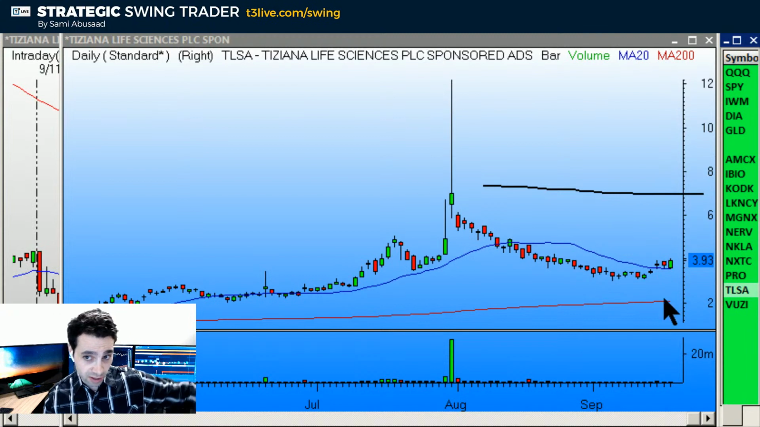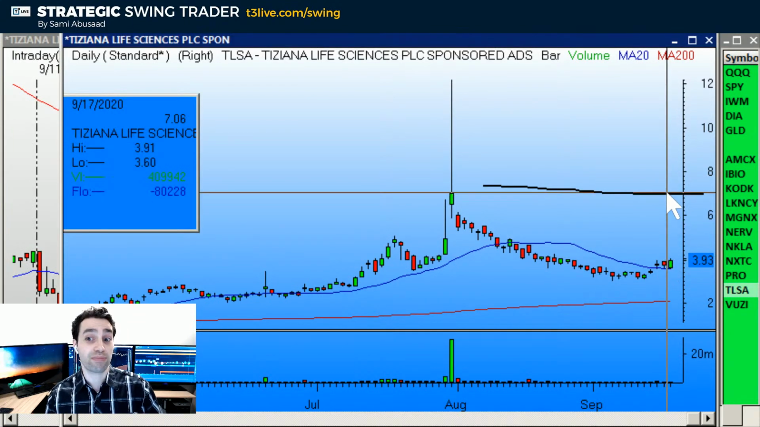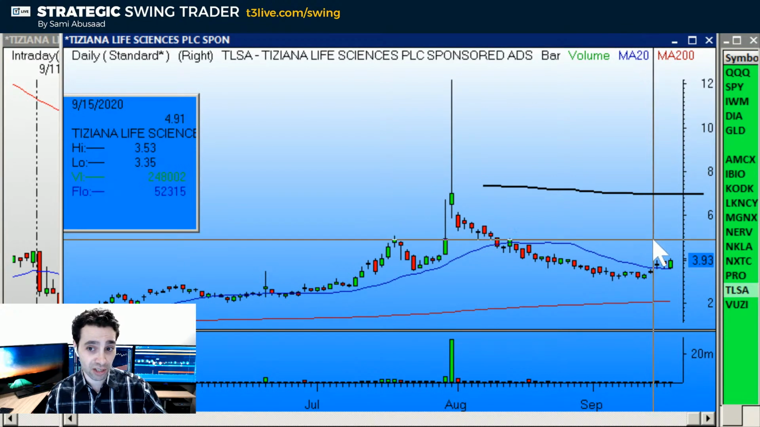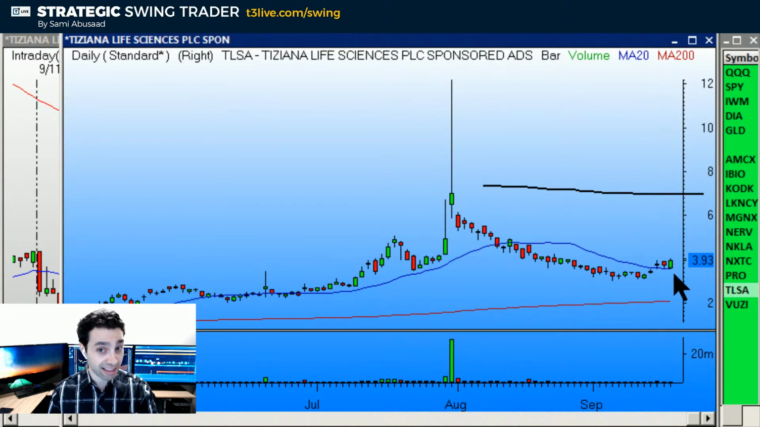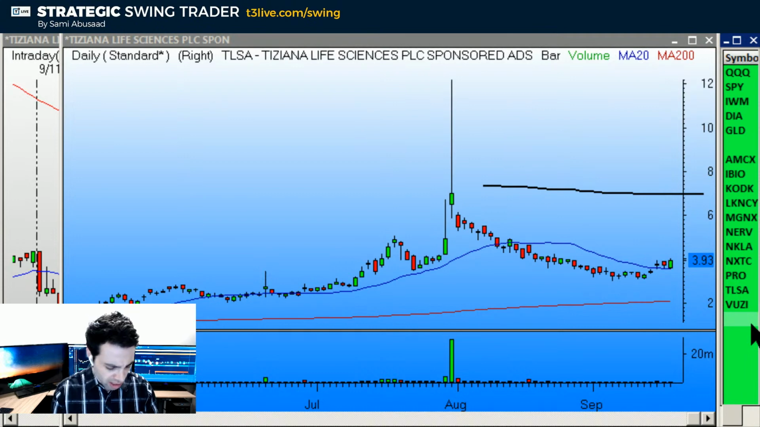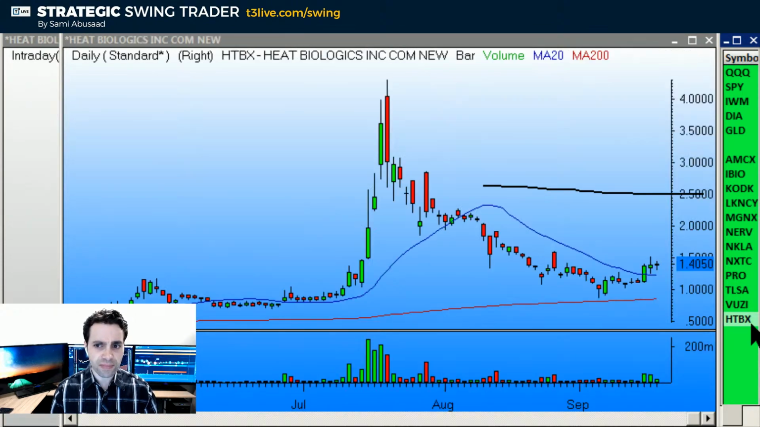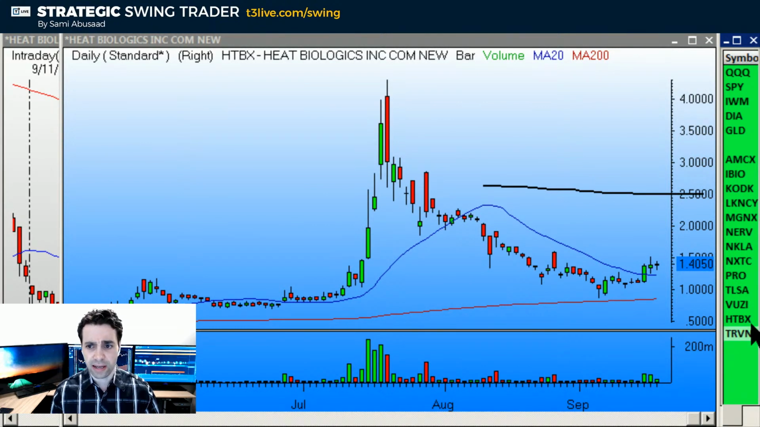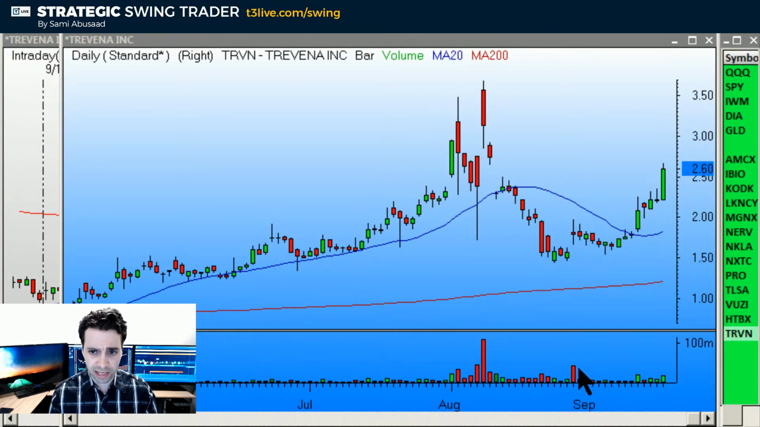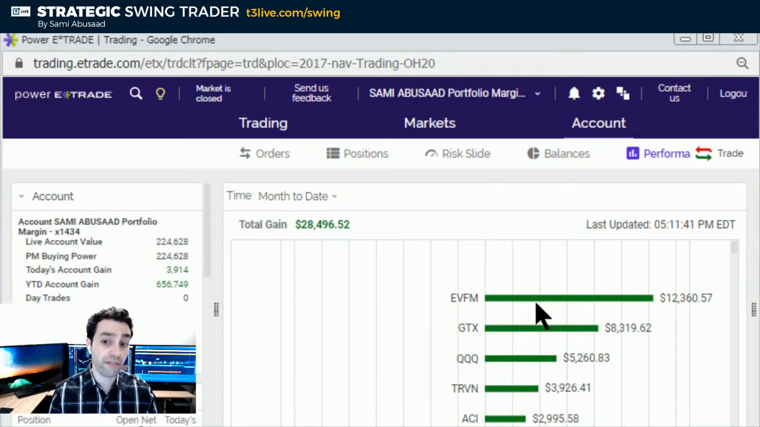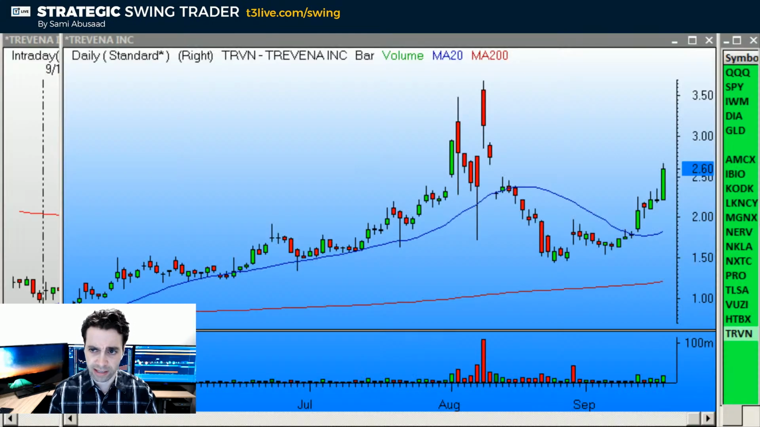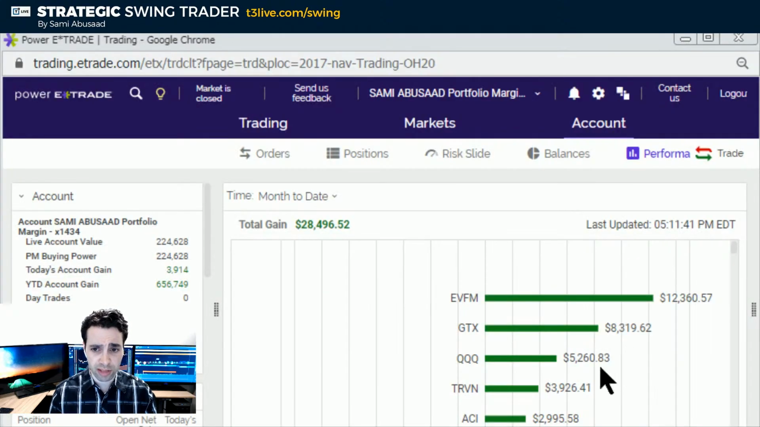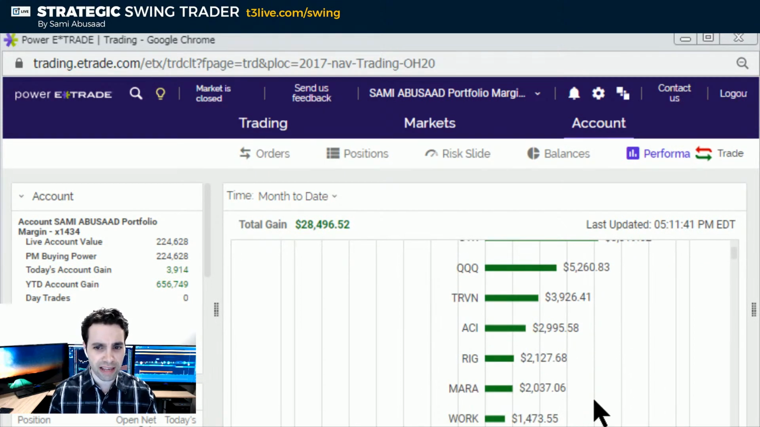TLSA, starting to turn the corner a little bit, but again, I'm not saying it's going to go all the way back up. Maybe just to here, maybe a little bit more. I like the TLSA actually more than the other ones. There's a lot more. There's HTBX. I played the TRVN last week. I think this was my best trade last week. Maybe, I don't really know. No, EVFM. EVFM was my best trade. And then also similar to that, GTX was a short. But I try to play the low price stocks, and then as they turn up.